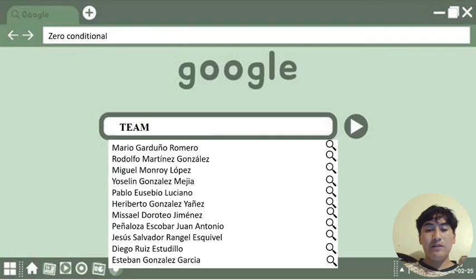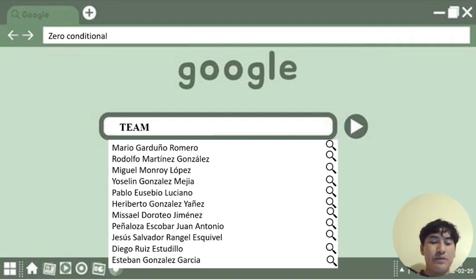My team is Mario Garduño Romero, Rodolfo Martínez González, Miguel Monroy López, Jocelyn González Mejía, Pablo Eusebio Luciano, Misael Doroteo Jiménez, Piñalosa Escobar Juan Antonio, Jesús Salvador Rangel Esquivel, Diego Ruiz Estudillo, Esteban González García and Heriberto González Yáñez.